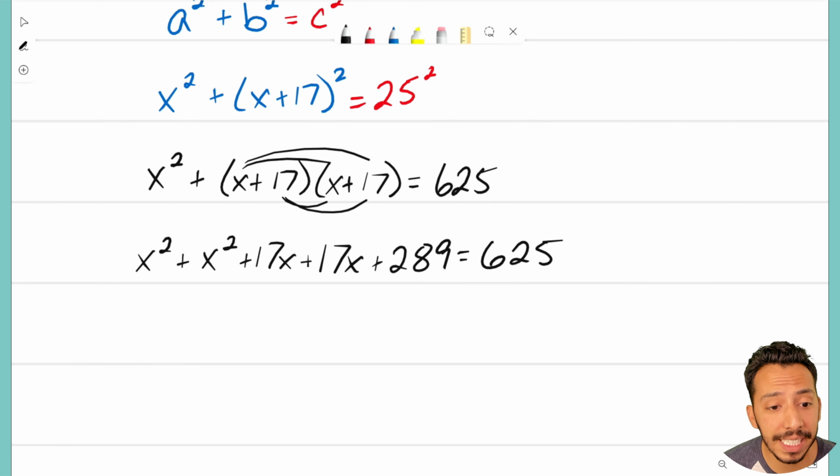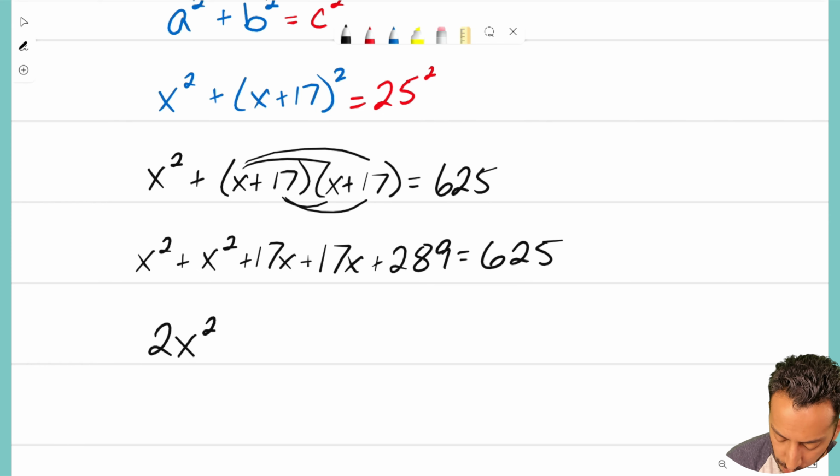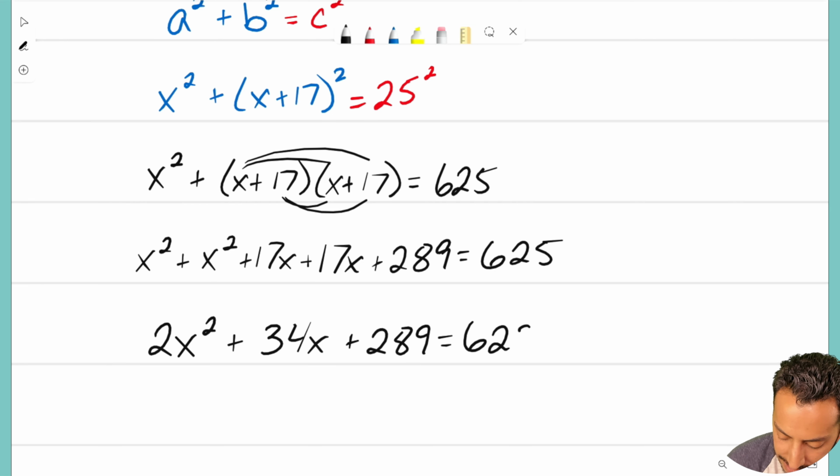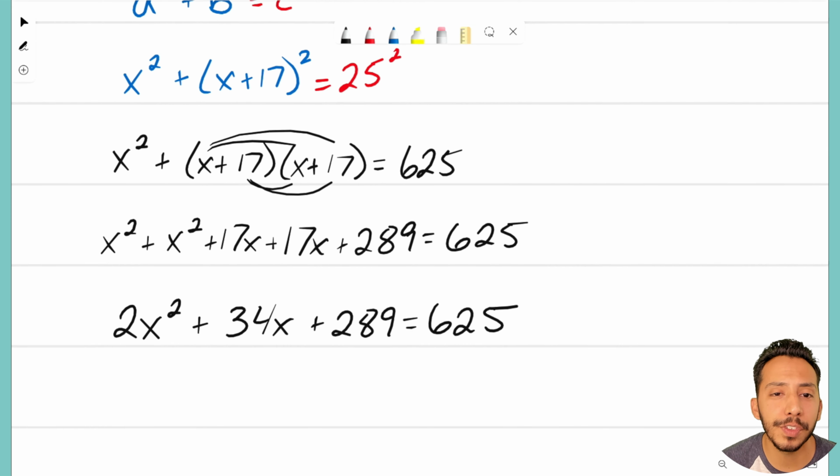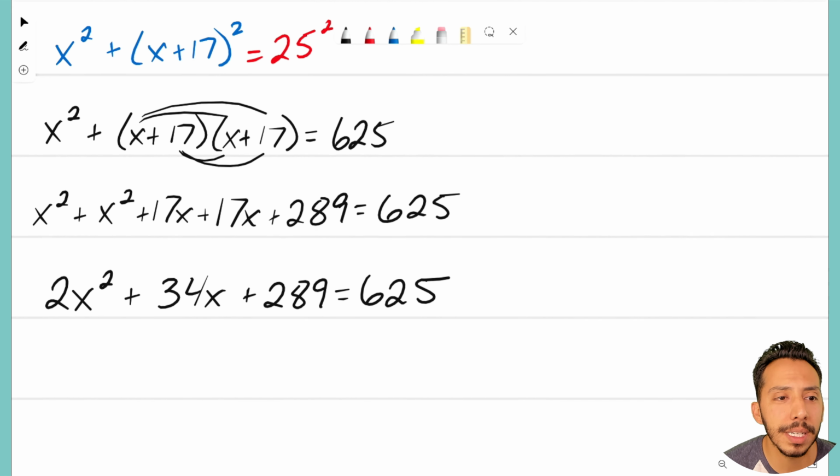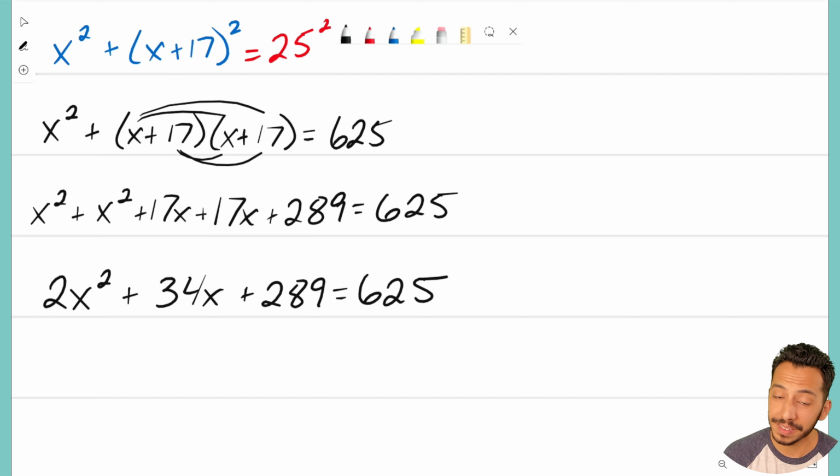Let's see if we can combine any like terms. X squared plus x squared, well, that's going to make 2x squared. 17x plus 17x, that makes 34x. Still plus 289 equals 625. Now, some of you might be confused at this point, going, what the heck? We did not do this in geometry, but this is an Algebra 1 concept. You did pass Algebra 1 to be in geometry. We should be able to do a problem like this.